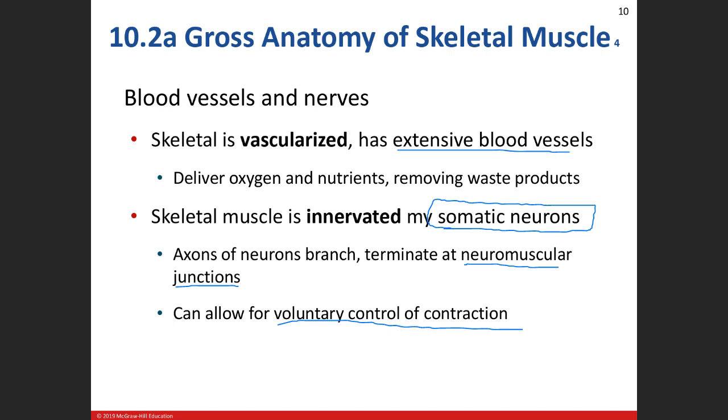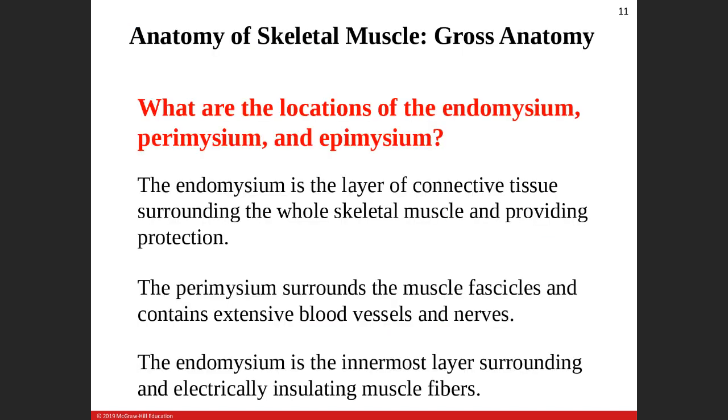Okay, no worries. All right, so question for you. What are the locations of the endomysium, perimysium, and the epimysium? All right, epi is going to be on the outside, so it's going to cover the whole skeletal muscle. And it's going to be made up of that dense, irregular connective tissue. The middle layer, the perimysium, is going to be wrapping around the muscle fascicles. But in those muscle fascicles, we'll also see bundled up into each fascicle blood vessels and nerves. And then the inner layer, the endo, is going to be surrounding each individual muscle fiber, which is the cell.